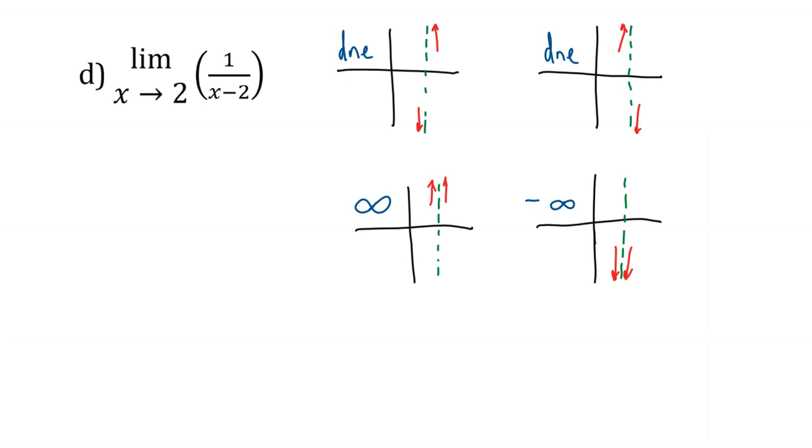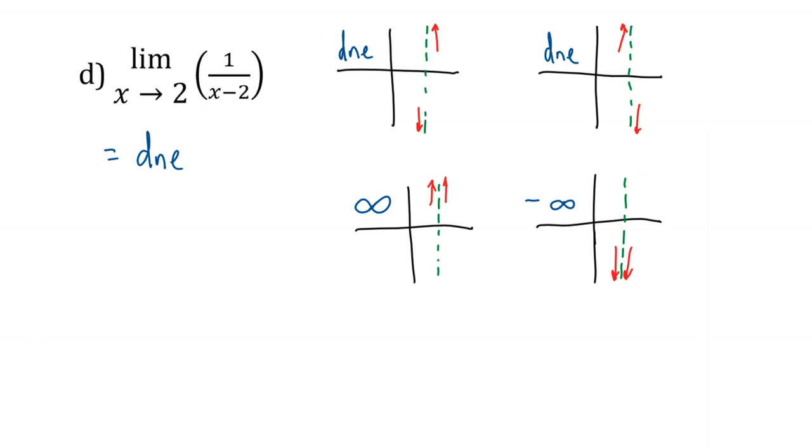And so if I go just to the left of 2, 1.99, then I get a negative number here, because 1.99 minus 2 is negative. And the top is obviously positive. So from the left, I'm approaching negative infinity. Now from the right, 2.01 minus 2 is positive. So I have positive over positive. So from the right, I'm going to approach positive infinity. So it looks like this situation is this first example here. And for us, that means the limit does not exist.